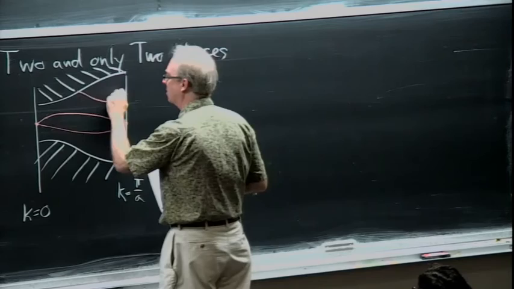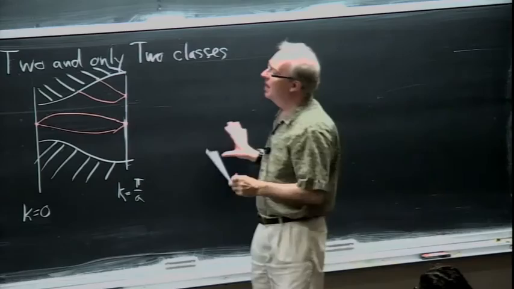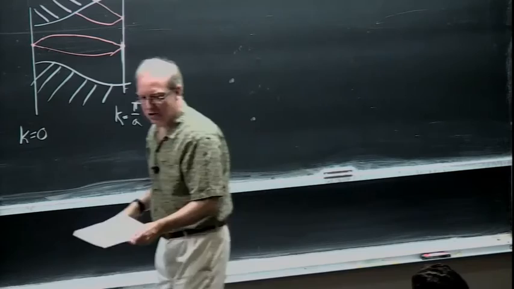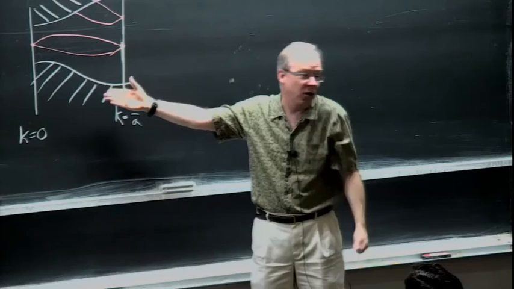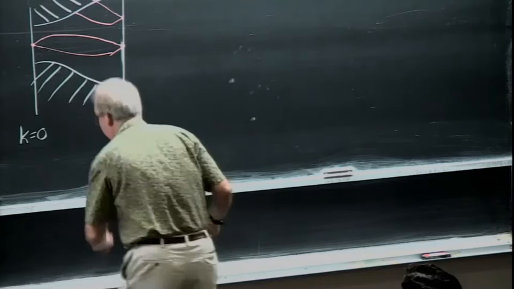If it looks like this, then these are not protected, because I can just imagine deforming my Hamiltonian, pulling these down and pushing these up, and getting rid of them completely. So these edge states are not protected. They don't have to be there. They could be there, but they don't have to. And so this is a conventional insulator.